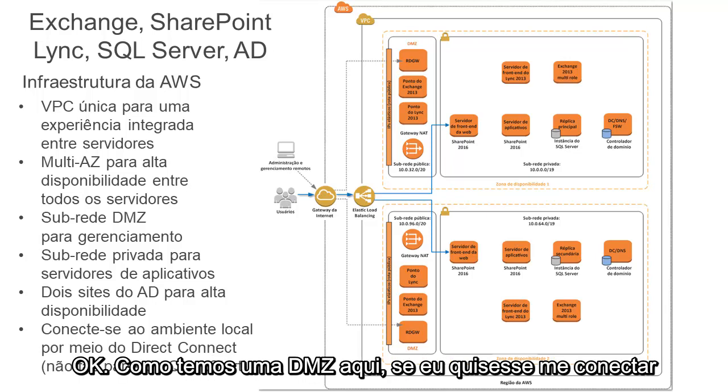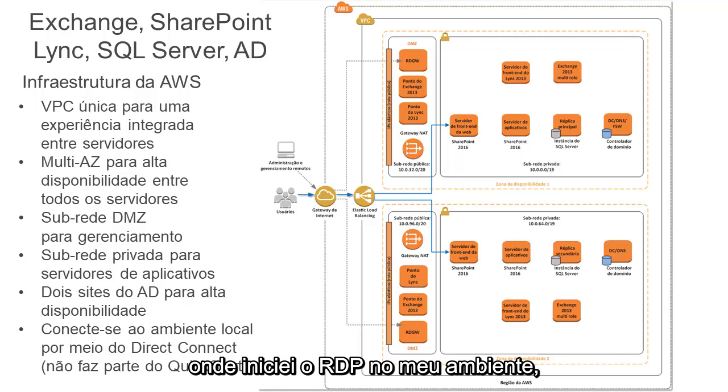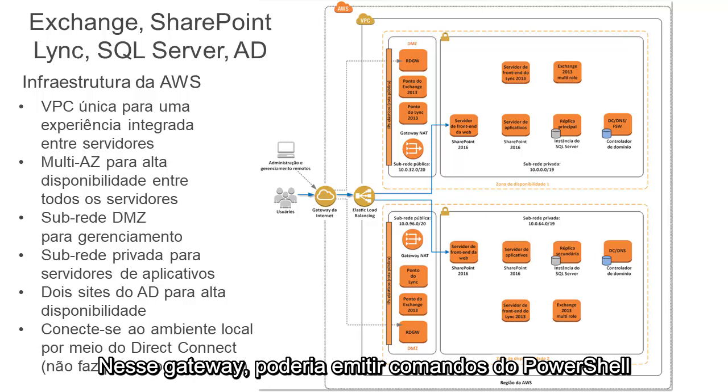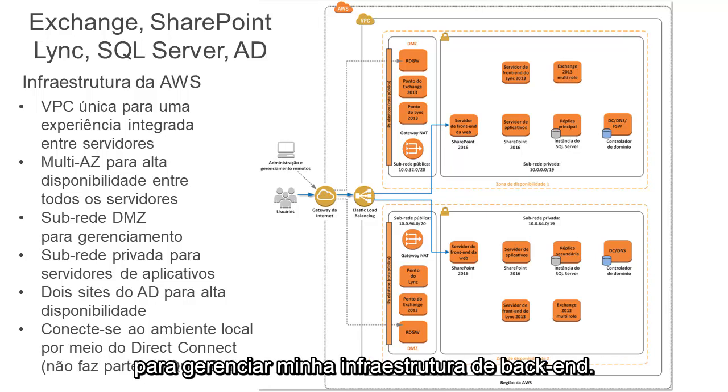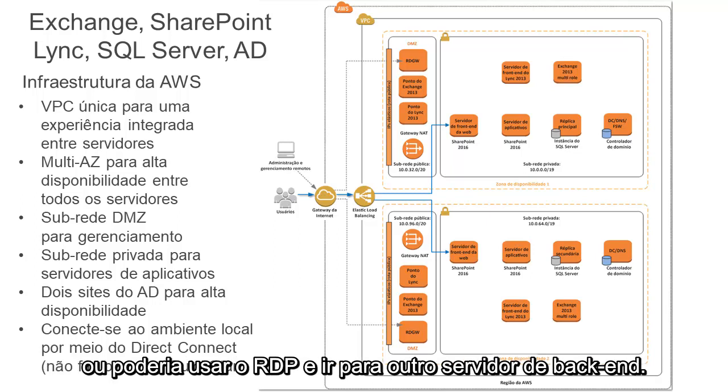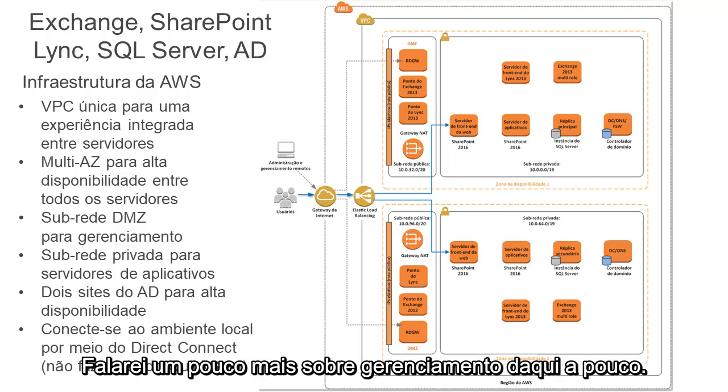Okay, we have a DMZ here, so if I want to log in where I started to RDP into my environment, I would RDP in through a remote desktop gateway. From that gateway, I could issue PowerShell commands to manage my backend infrastructure. I could use EC2 Systems Manager to manage this environment, or I could use just RDP and hop into another backend server. And I'll talk a bit more about management in just a second.